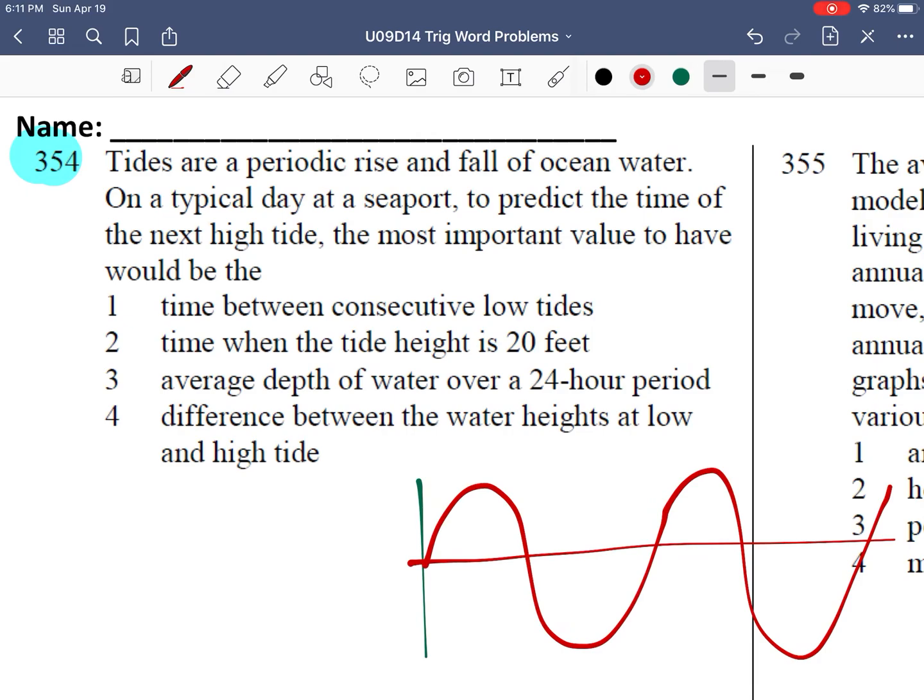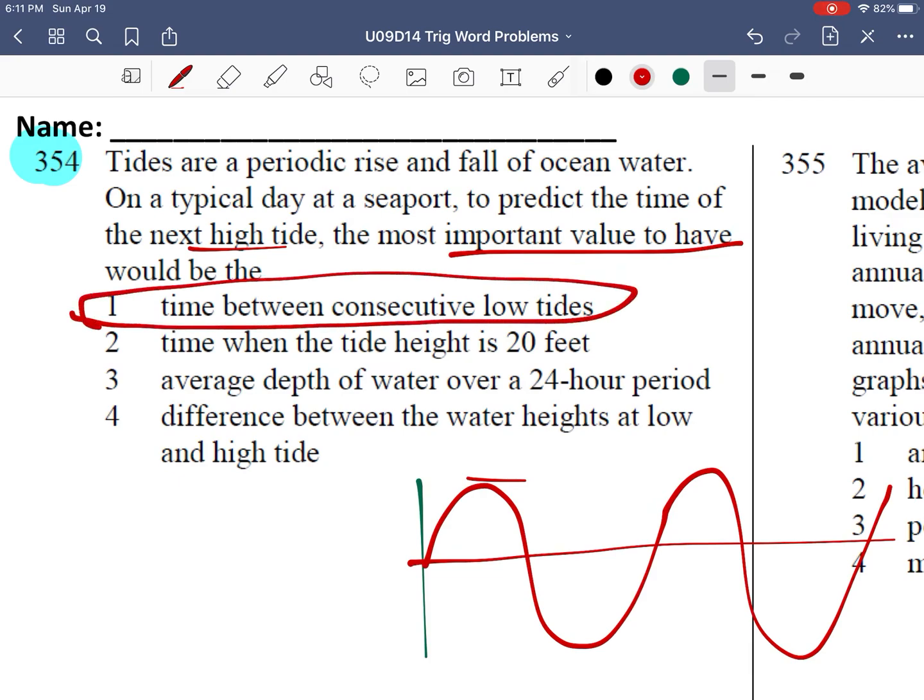It says, on a typical day at a seaport, to predict the time of the next high tide, so high tide I'm going to assume is the maximum, what is the most important value to have? Well, I think the answer is choice 1, but before we answer the question, let's look at why. The time between the consecutive low tides. So if I knew how long it took to reach the 2 low tides, I can somewhat write an equation for that and use that to figure out when high tide would be. It would be between them.